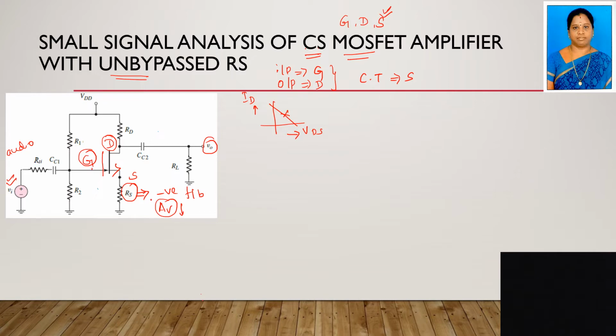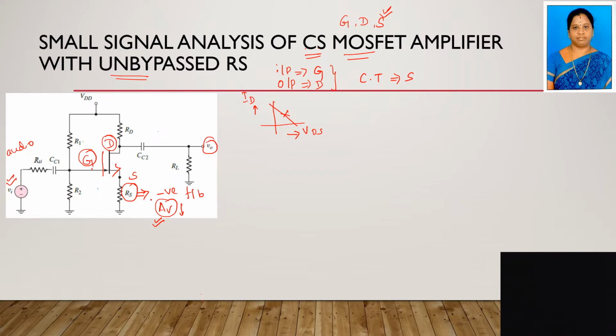But this analysis is unbypassed RS. That means you are not connecting a bypass capacitor across this RS, right? So if you are connecting only the RS, we are going to see what impact is created on this AV. Our objective is, because of this RS, what happens to the AV? What is the difference between the previous analysis, that is bypassed RS, and this analysis, unbypassed RS? We are going to see.